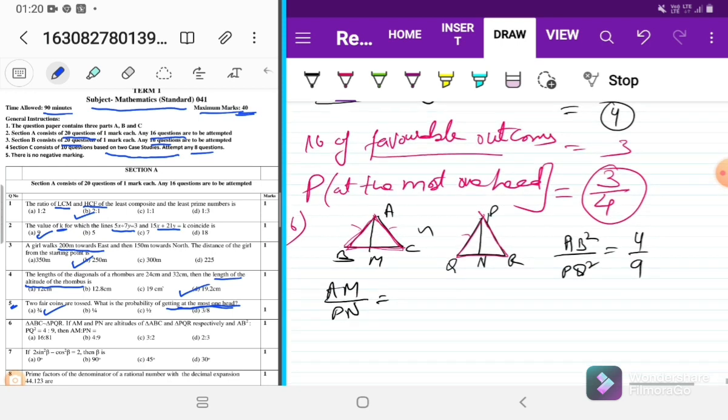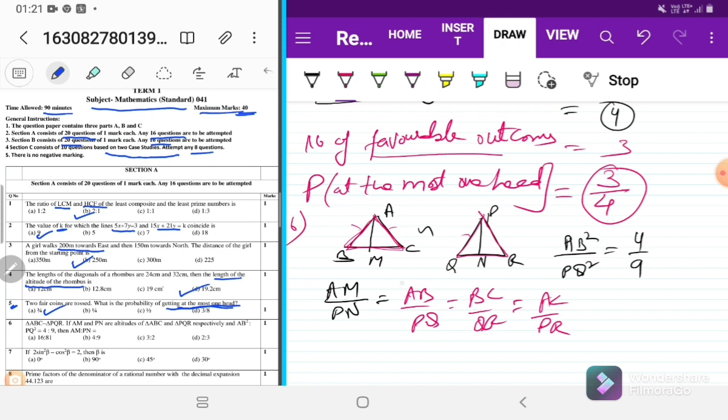Okay, so I know the two triangles are similar. Their areas ratio will also be equal. Their corresponding sides ratio will be equal to the corresponding medians. So we can say that AM upon PN should be equal to AB upon PQ is equal to BC upon QR is equal to AC upon PR.